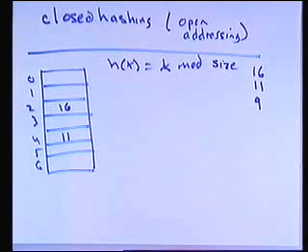So we do want to put 9 into this table. And since it can't go at 2, where we've hashed it to, it has to go somewhere else. And the question is, how do we pick that somewhere else?